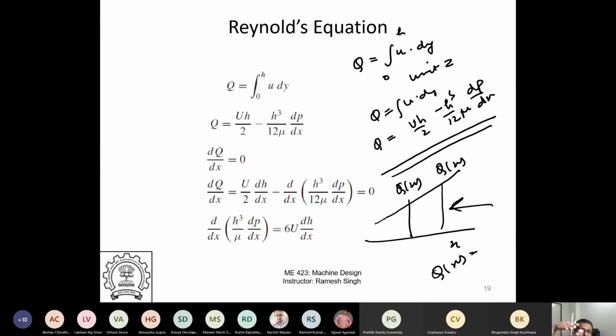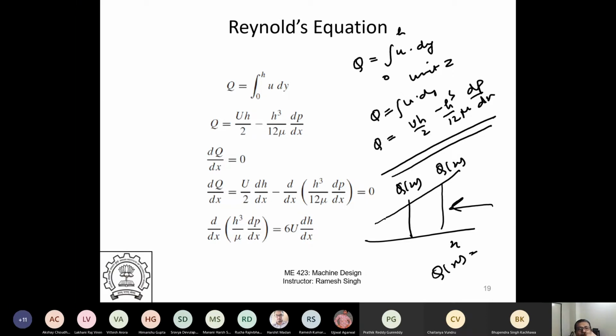My fluid film is flowing through a converging gap, right? Now I know Q as a function of x. Do we think Q will change as a function of x? Yes or no first, and if yes, why? If no, why no? If yes, why yes?